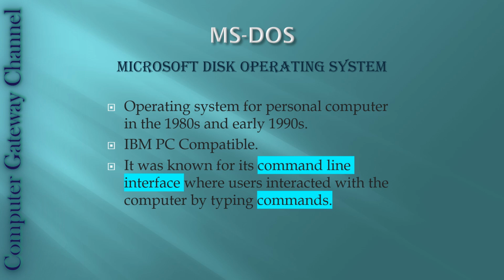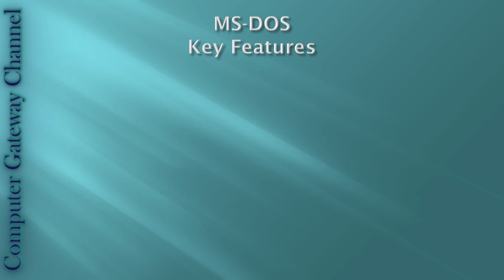It is a single user operating system, a type of operating system in which only one user can work at a time. Key features of Microsoft Disk Operating System. The first is command line interface. Microsoft Disk Operating System provides a command line interface where the user types text commands to interact with the computer. This was in contrast to the graphical user interface which we are using today.